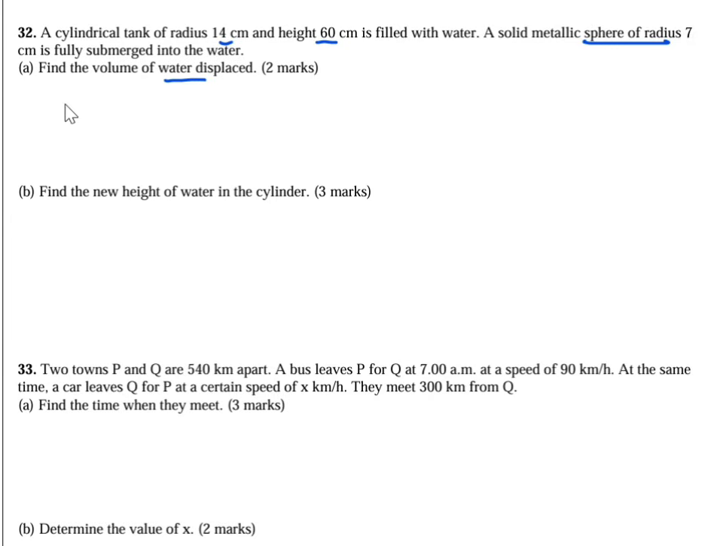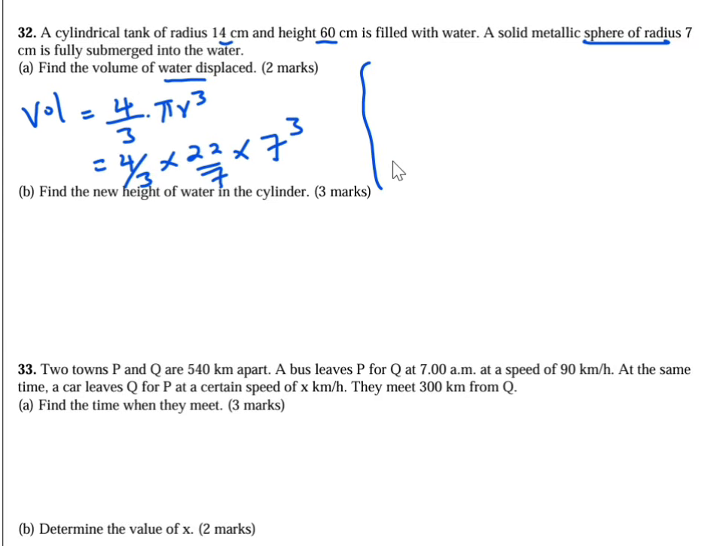So the water displaced is the volume of the sphere. Tunajua volume ni nini? So volume of a sphere is equal to 4/3 times pi r cubed. So this will be 4/3 times pi 22/7 multiplied by r, radius ni 7, so times 7 cubed. So chukua calculator, fanya hiyo 4/3 times 22/7 times 7 cubed.